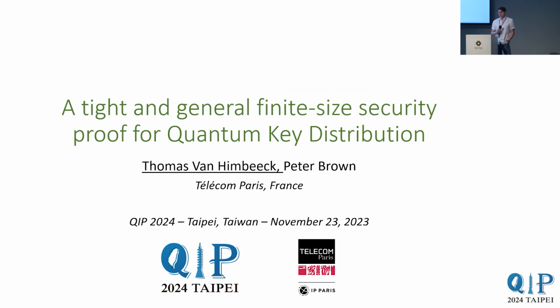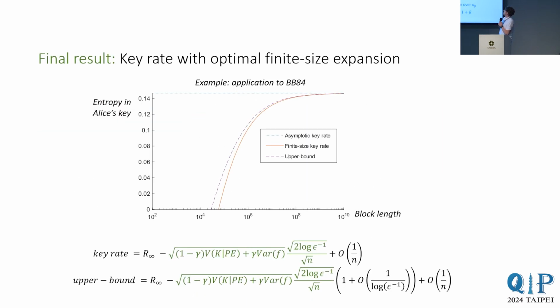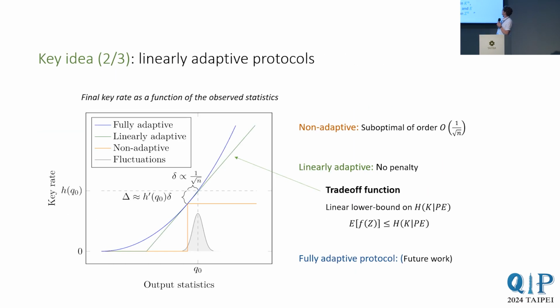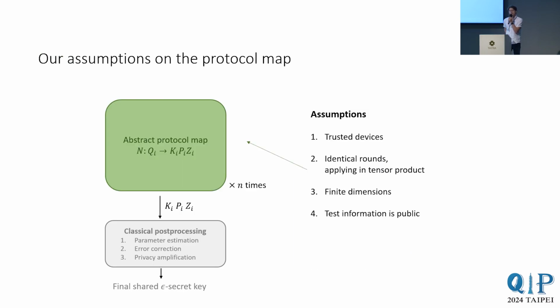Questions for Thomas? So it's a very interesting talk. I like it. But I have some questions. I'm trying to understand the assumptions. You're using the numerical framework, so you assume that we know exactly what state is being prepared by Alice.